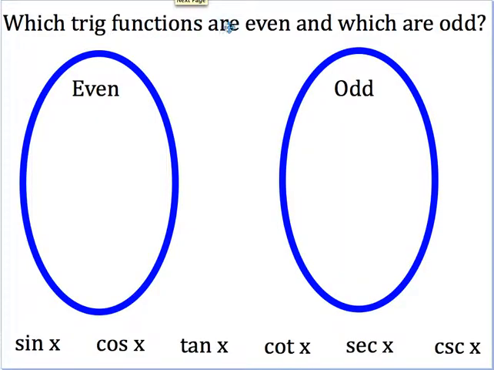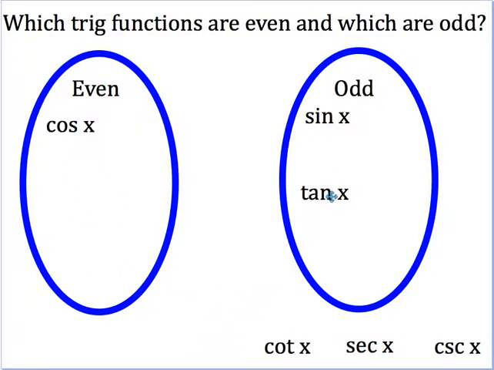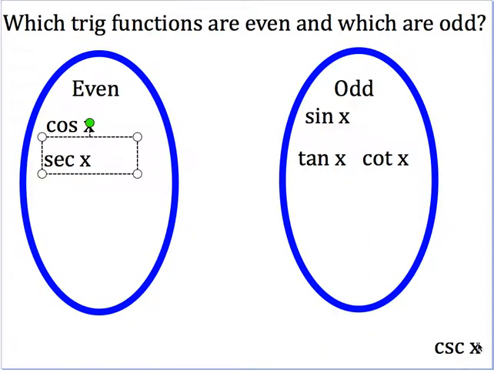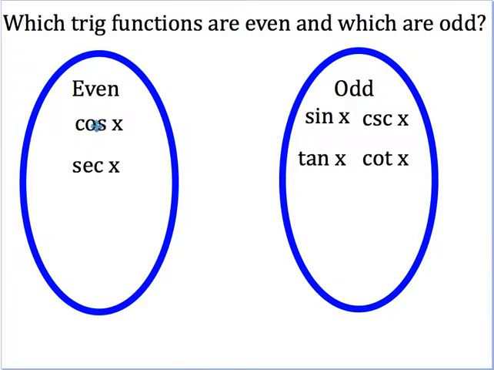All right, which trig functions are even and which are odd? This should be in your notes. Your sine function is odd. Cosine function is even. Tangent's odd. Cotangent is odd. Your secant is even and your cosecant is odd. If you filled out your purple notes, you should have all this information. The only two trig functions that are even are cosine and secant, and all the rest are odd.